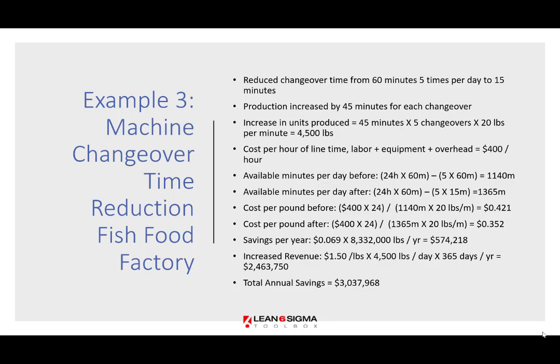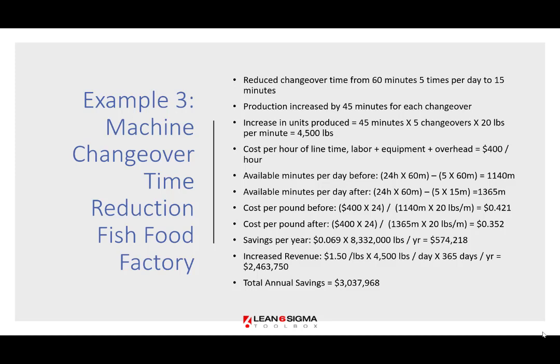So if we look at our available minutes beforehand, we do some math here. We're working 24 hours a day, and you're multiplying that by 60, converting that to minutes. That's how many available minutes you had per day before, because you're subtracting out your 5 60-minute changeovers. That's 1,140 minutes. Then after you made the change and reduced your changeover time, you only have 5 15-minute changeovers, so your available time is now 1,365 minutes.